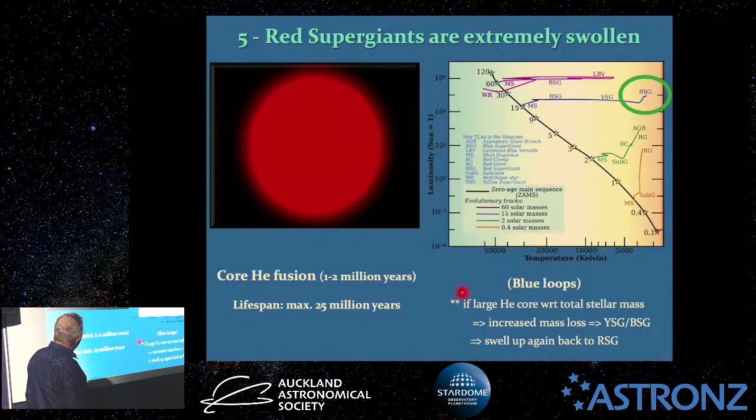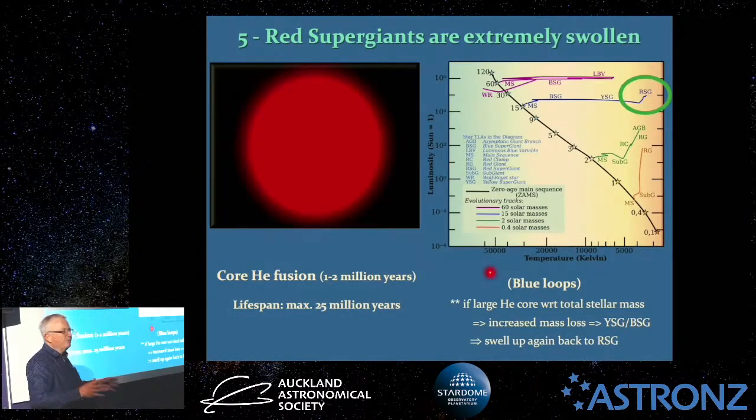I wanted to talk about the concept of blue loops. This is an interesting little concept for evolution. And you'll see this term, you start picking up a book or a paper on red supergiants, and you talk about blue loops, and you think, what's a blue loop? Well, all it is is that if the helium core in a star, in relation to its overall mass, is above a critical amount, the star gets really, really hot, and it starts shedding off its outer layers.